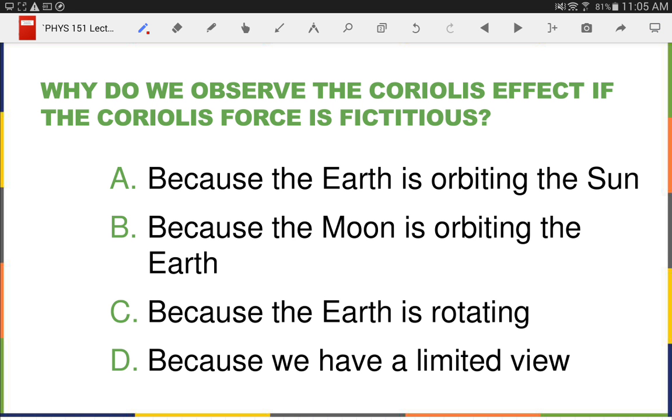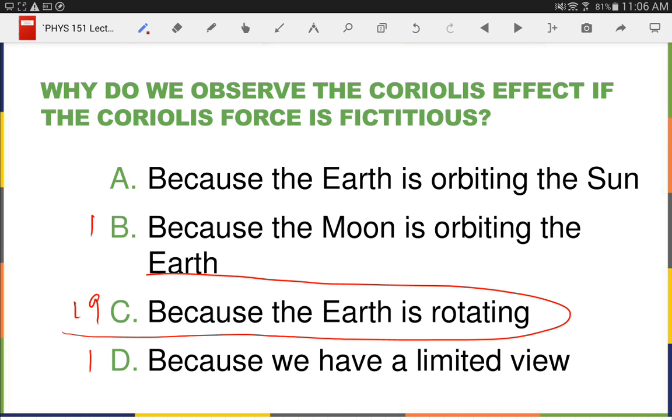I finally have all of the clicker IDs incorrectly now. So proud of myself. Okay, so we had 1, 19, and 1. And that's right. It's because the Earth is rotating.